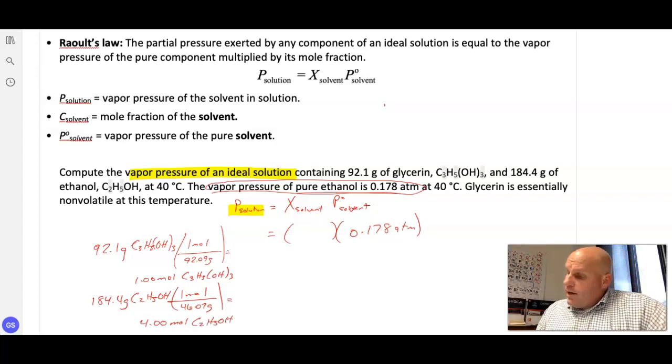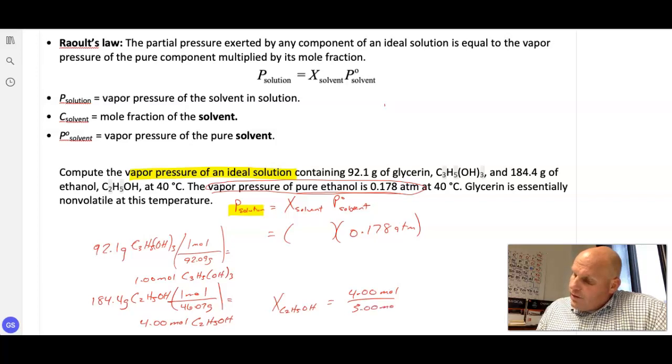Okay, so I need that mole fraction. So I need the mole fraction of the solvent, the C2H5OH, which means it's the moles of C2H5OH, moles of the part, in this case the solvent, the ethanol, over the total moles. All right, and I'll get a value here of 0.800. No units there, don't worry about the units.